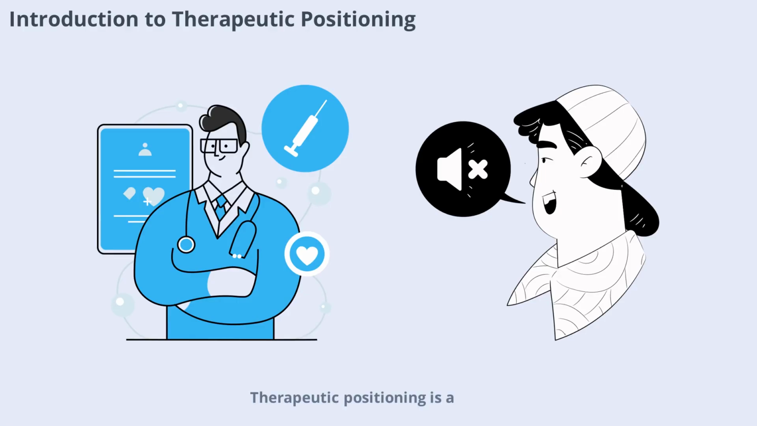Therapeutic positioning is a cornerstone of cardiopulmonary physical therapy, designed to optimize clinical outcomes for patients with acute, surgical, or chronic respiratory conditions. By prescribing specific body positions, physiotherapists can target key physiological goals, such as relaxation, pain relief, improved ventilation, and enhanced airway clearance.